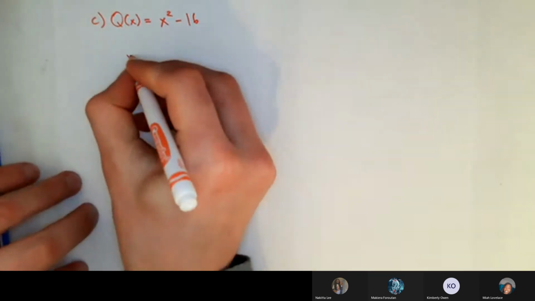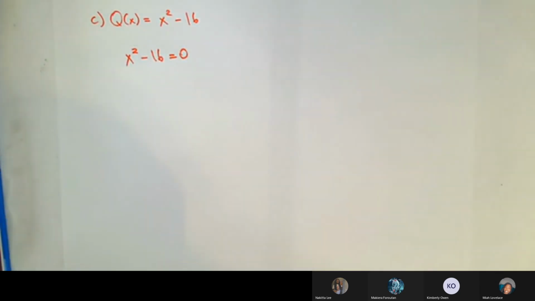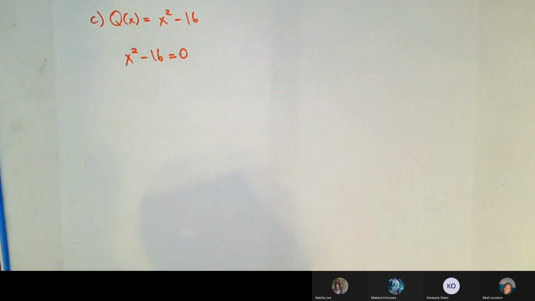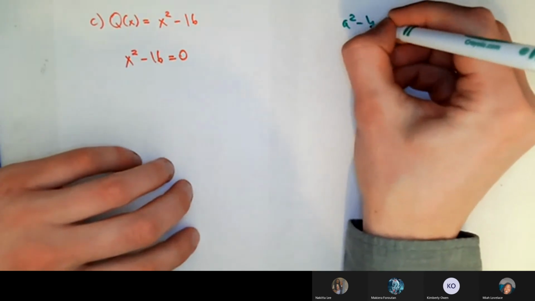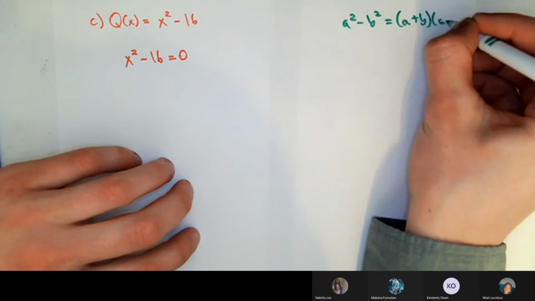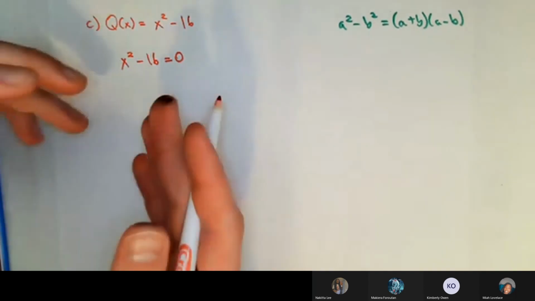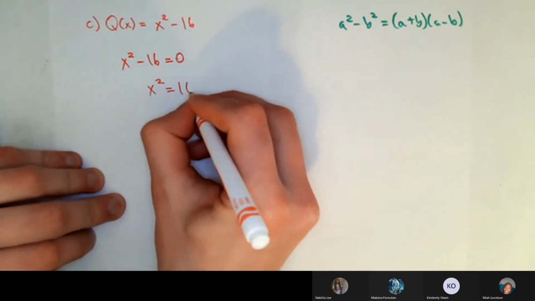Okay, set it equal to 0. Solving x-intercepts, you set the function equal to 0 and solve for x. You may notice that this is a nice quadratic that can be factored. In fact, it's a difference of squares. If you recall the difference of squares formula, a squared minus b squared is the same as a plus b times a minus b. Or you can just say, well, I'm just going to solve it directly, because you can do that here. Add 16 to both sides.